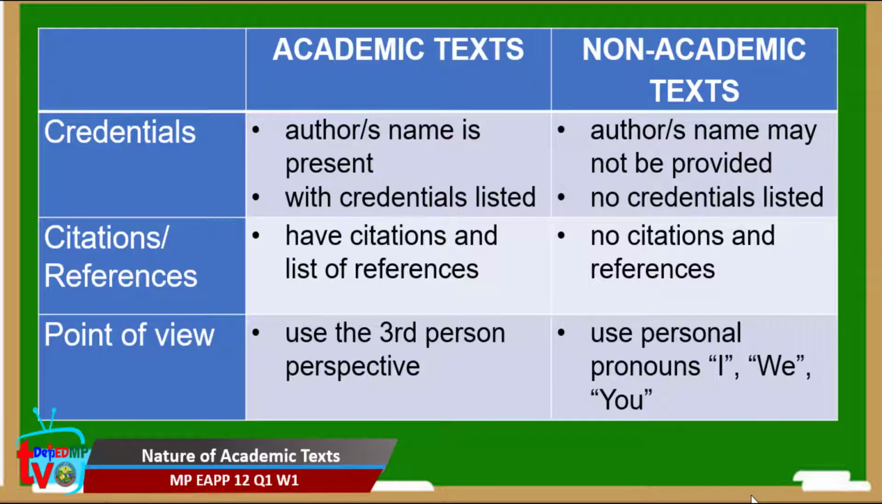Academic texts use the third-person point of view, which provides objectivity. Non-academic texts use the first or second-person point of view, such as I, we, you, and other personal pronouns. As to content, the content of non-academic text is often a general topic, unlike academic writing, which may focus on a specific field.